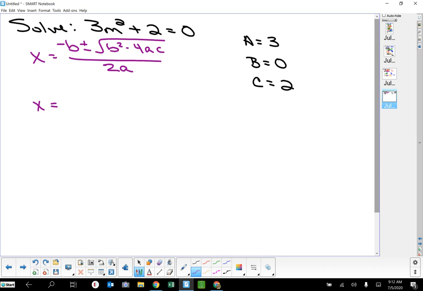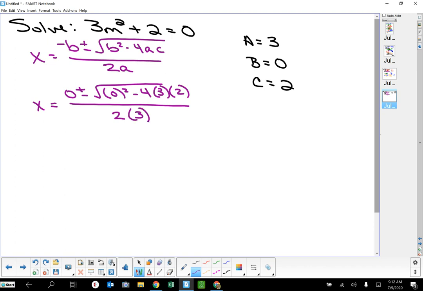So we have x equals negative b. Well, b is 0. Positive, negative, 0 is neutral, right? So it doesn't matter what's on there. But do plug these in just so you see what they're going to look like. 4 times a times c all over 2 times a. All right, so 0 squared is 0. And then up here we get, let's see, 4 times 3 is 12, times 2 is 24, so that's a negative 24. And the 0 out front is going to just drop off because that becomes unnecessary. So we have x equals plus or minus the root of negative 24 over 6.